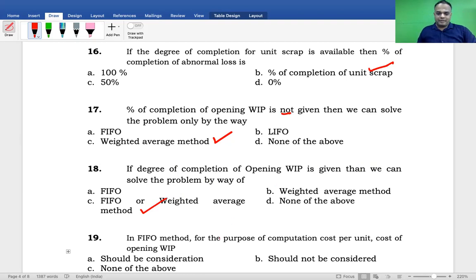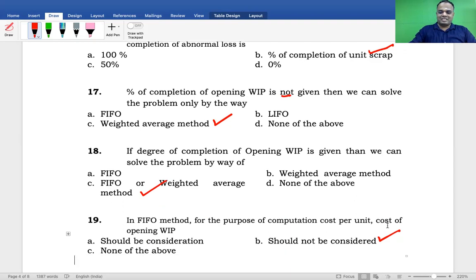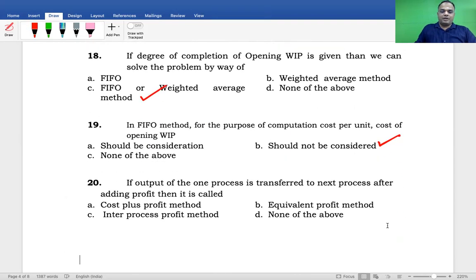In FIFO method, for the purpose of computation of cost per unit, the cost of opening WIP should not be considered for equivalent unit. Okay, cost per unit of the equivalent unit. Are you with me? Yes, sir. Good. This is the adjustment with respect to FIFO method.